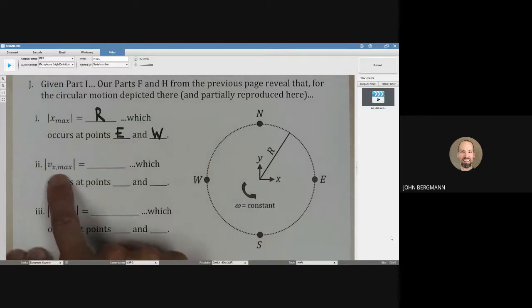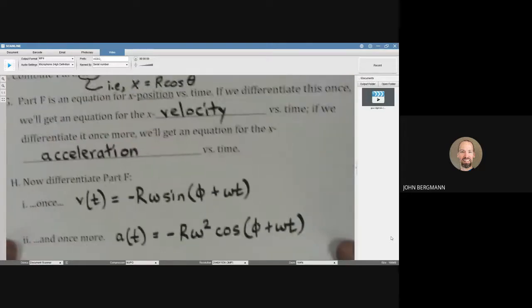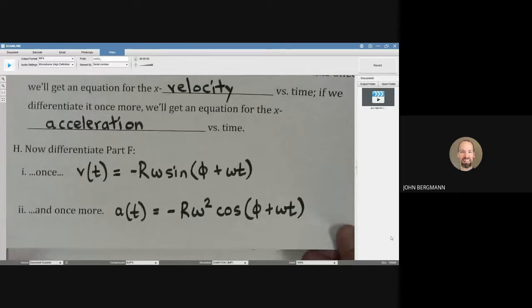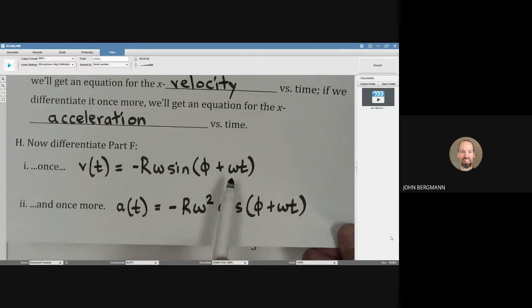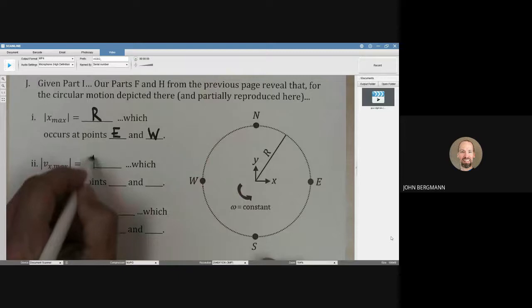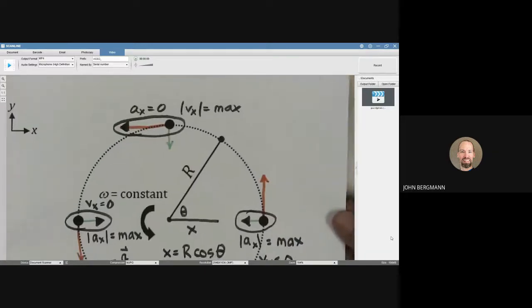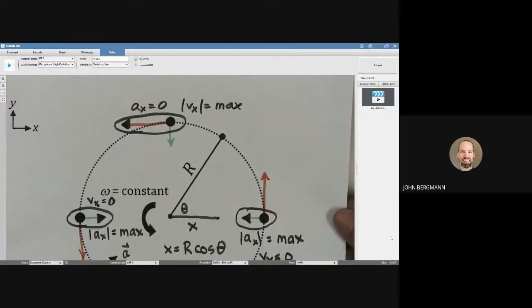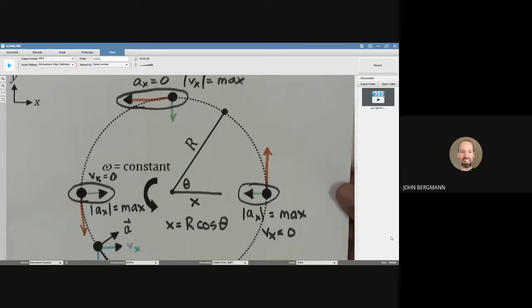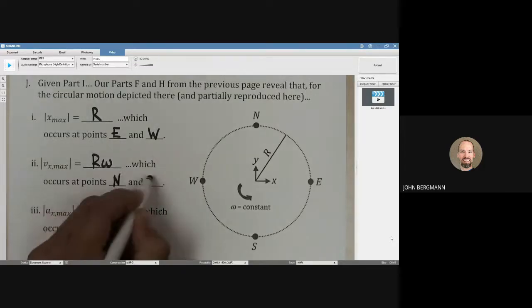What about the maximum velocity? Well, the maximum velocity, let me put this equation here in front of you. Here we go. There's the velocity equation. The maximum that sine can be is 1, so the maximum velocity has a magnitude of r times omega. And where did the maximum velocity occur? Let's flip back here real quick. You see that? Right at the top, Vx is a maximum there, and where else? Down here at the bottom. So at points north and south, Vx is a maximum.